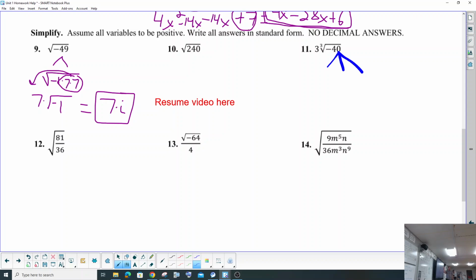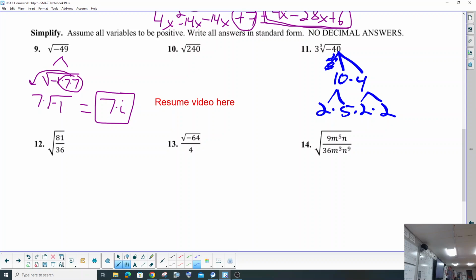So something times something is 40. Let's go. So we're first going to break it just into two of them. So let's do 10 times 4. And then that can break down into 2 times 5 times 2 times 2 times 2.